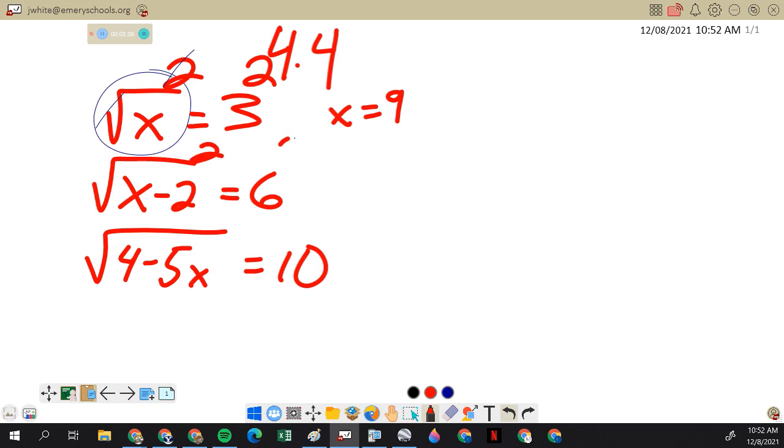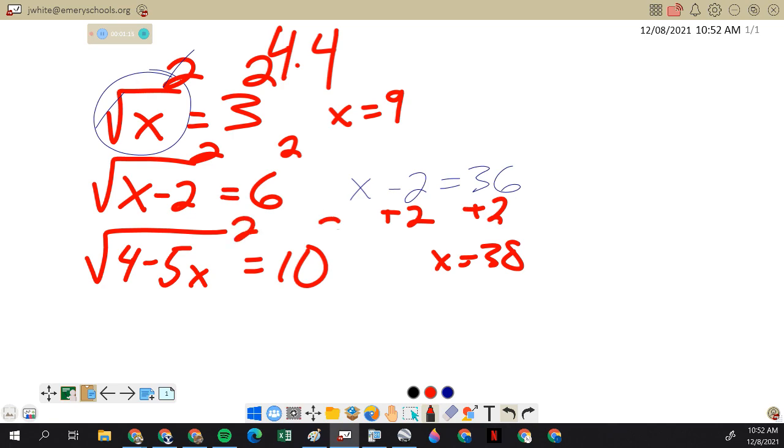We can do the same thing on the second one. Square both sides, and that gives me x minus 2 equals 36. And then we add 2, and I get x equals 38. Yeah, not too bad. So same thing on the next one. Square both sides. 4 minus 5x equals 100.